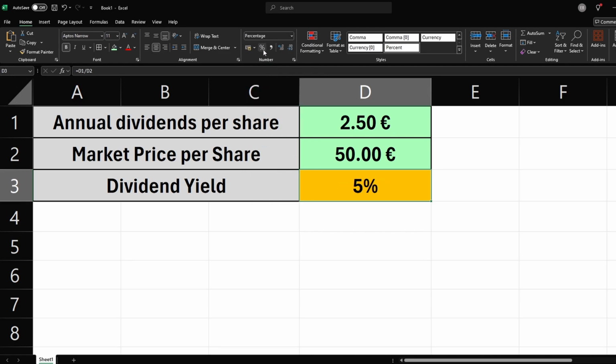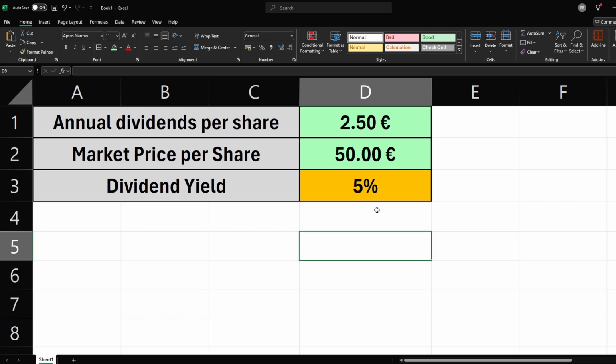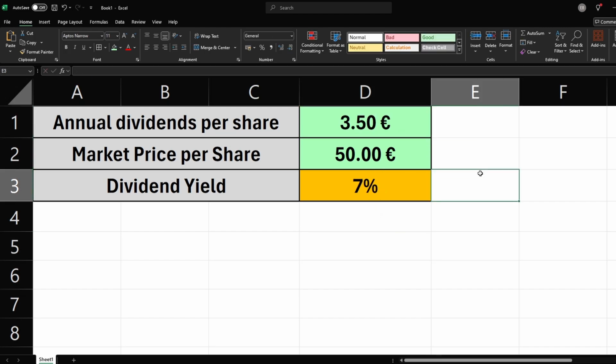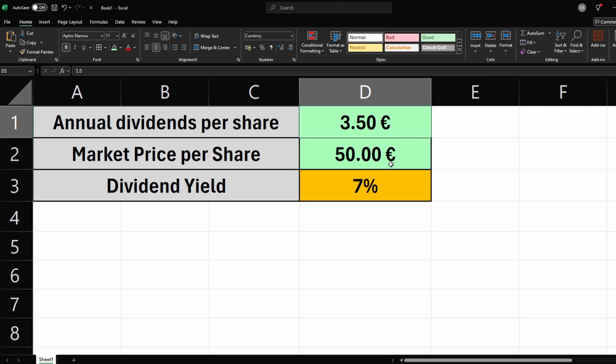A dividend yield of 5% means that for every dollar invested in the stock, an investor can expect to earn 5 cents in dividends annually. This is a helpful metric for comparing the income potential of different stocks and making informed investment decisions.